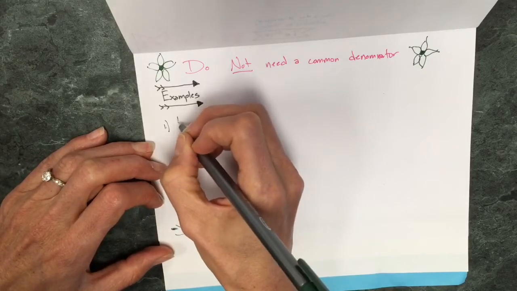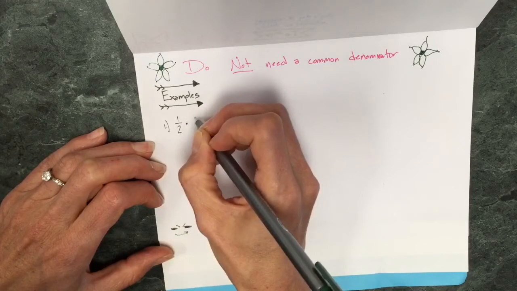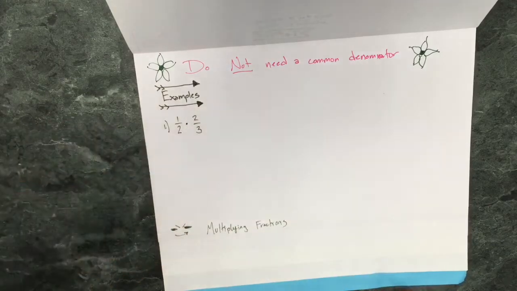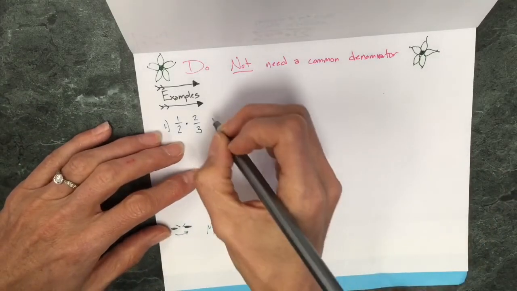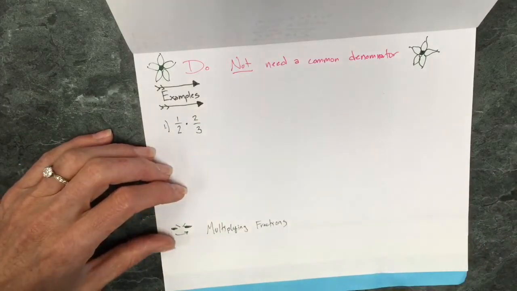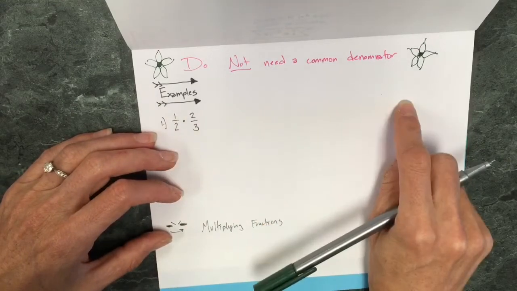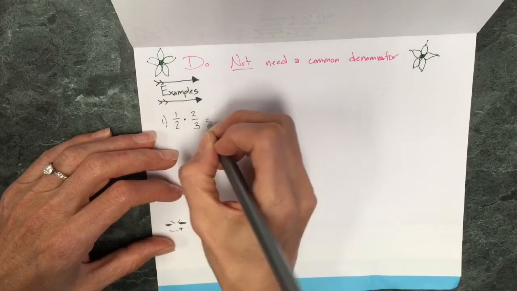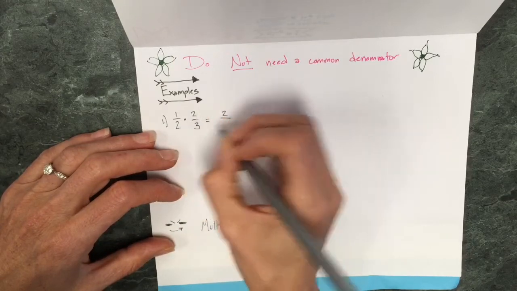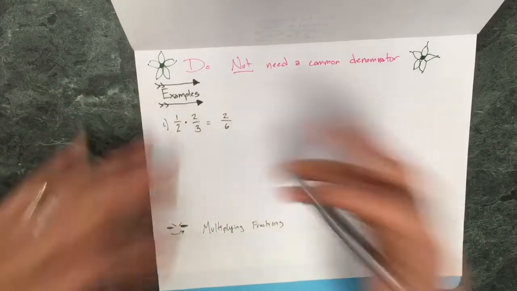So 1/2 times 2/3. We don't need a common denominator, so all we do is multiply straight across. So the numerators you multiply, the denominators you multiply. So 1 times 2 is 2, and 2 times 3 is 6.